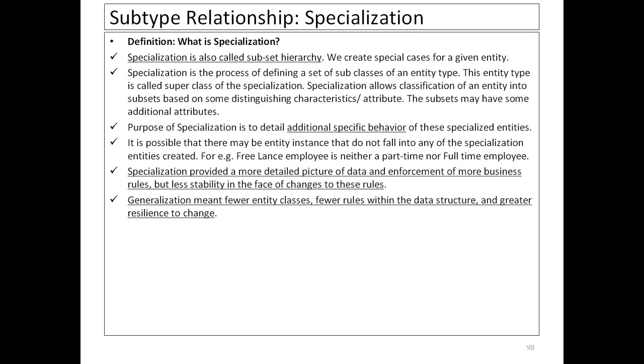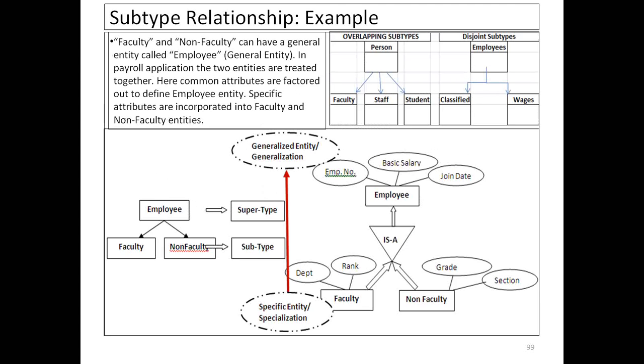Generalization, on the other hand, creates fewer entities. Fewer rules can be depicted in the data structure, and greater resilience can be obtained in the face of a changing environment. So specialization is a kind of roll down, while generalization is a kind of roll up. Over here you can see in this diagram below that employee is bifurcated into faculty and non-faculty employees. The faculty and non-faculty are employees. This is the subtype relationship which is created.